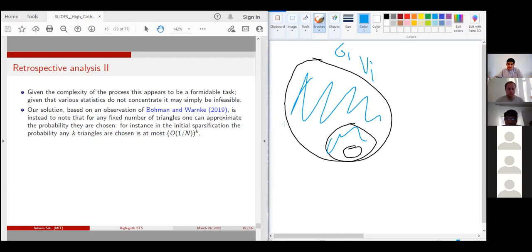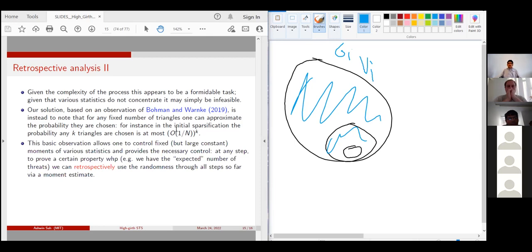And it turns out that you can actually say that because this process is so random, if I give you k triangles where k is like 100, the probability they're all going to be simultaneously chosen is 1/n^k. And if I know that, it allows me to control constant sized moments of various statistics that you might run into. Like, if I want to control the number of triangles in G(n, 1/2), for example, this is completely unrelated, just as an example, of course I can do it by the second moment method, right?